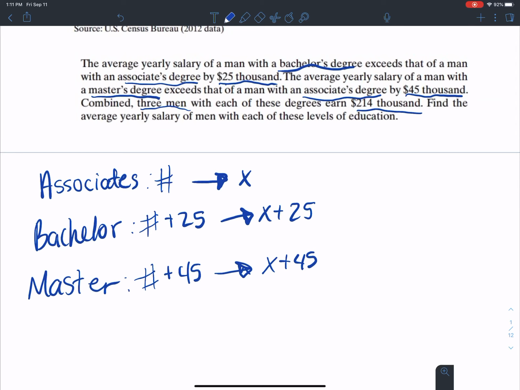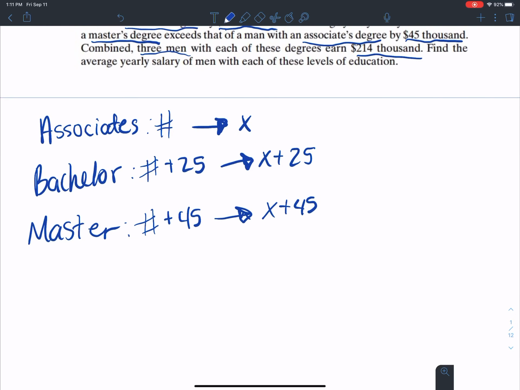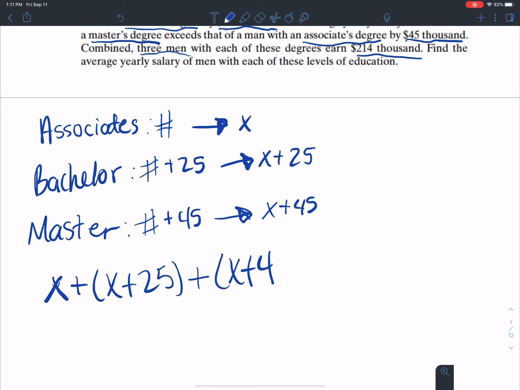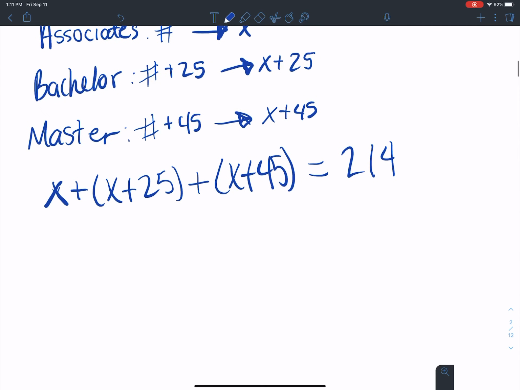Combined, 3 men with each of these degrees earn $214,000. So if we combine all of these, that means just add them up. x plus x plus 25, x plus 45 equals $214,000. Okay, so do your order of operations. See if there's anything in the parentheses to do. There's not. Addition won't change anything, so we can just drop off the parentheses.